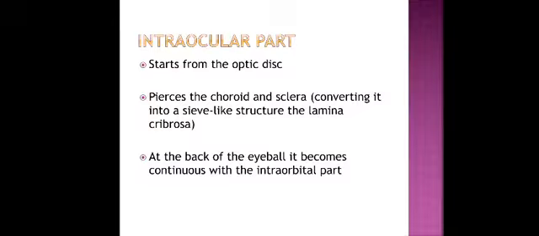Some fibers of the superior rectus muscle and medial rectus muscle are adherent to its sheath. Here this accounts for painful ocular movements in retrobulbar neuritis. Anteriorly, the nerve is separated from the extraocular muscles by the orbital fat.